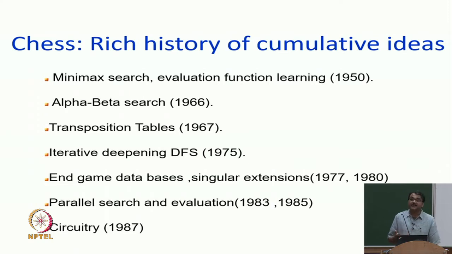But then the other ideas took some time to come in. For example, alpha beta search came only in 1966. So it took about 10-15 years for somebody to recognize that you can actually keep bounds and so reduce the amount of search that we need to do. Then the idea of transposition table became very important.